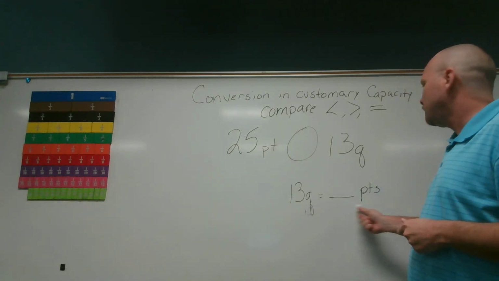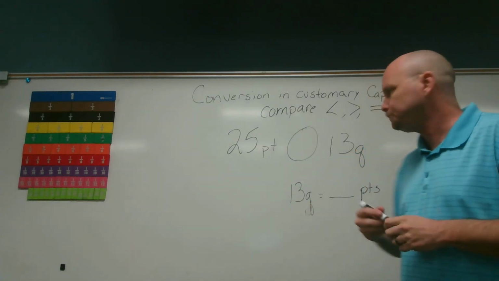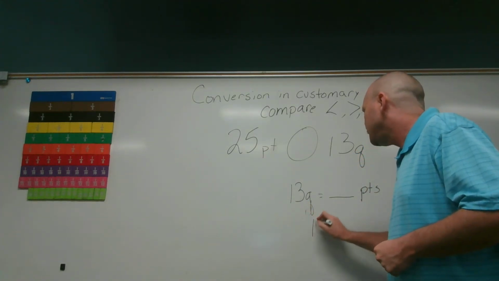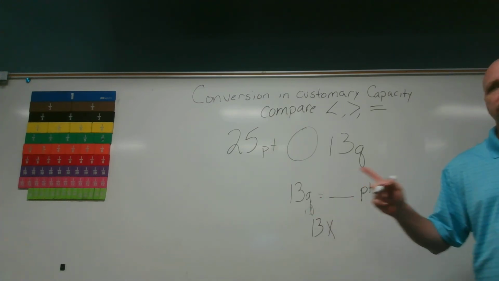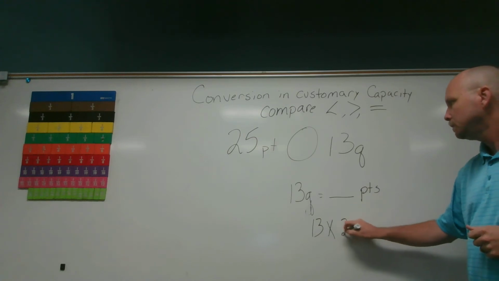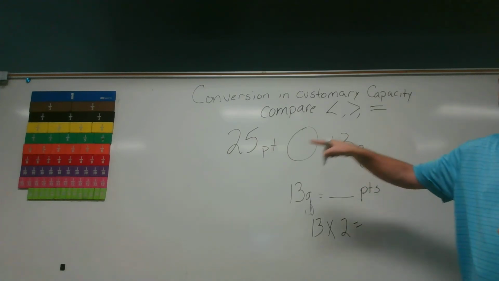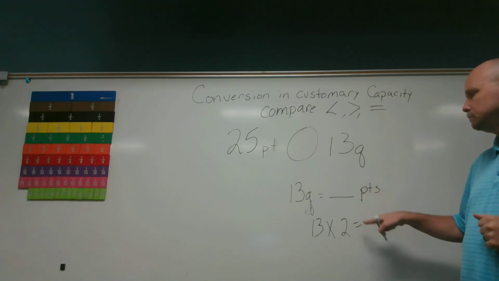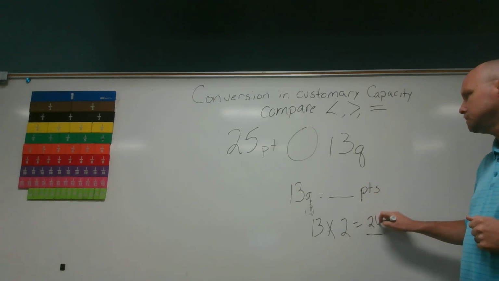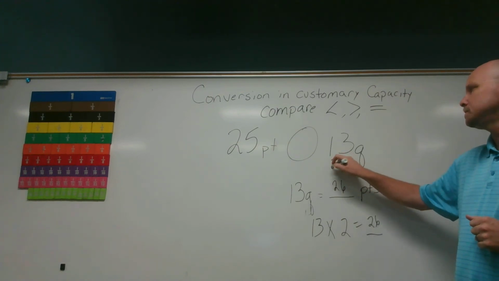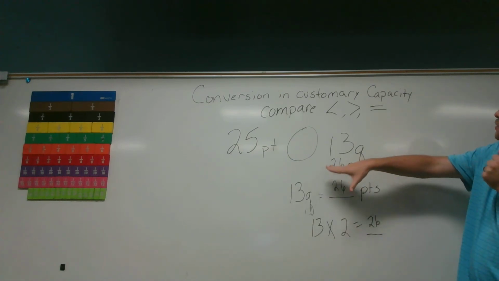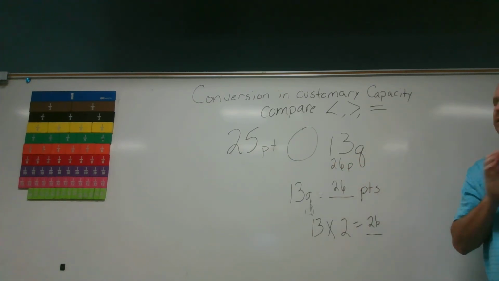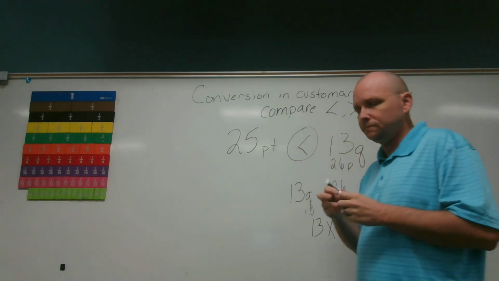Okay, so since we're going from bigger to smaller, Aiden, we're going to do what? Multiply. So I have 13 times what, Aiden? How many pints are in a quart? 2. And so 13 quarts equals how many pints? 26. 13 quarts equals 26 pints. So 25 pints is less than, greater than, or equal to 13 quarts? Less than. Awesome.